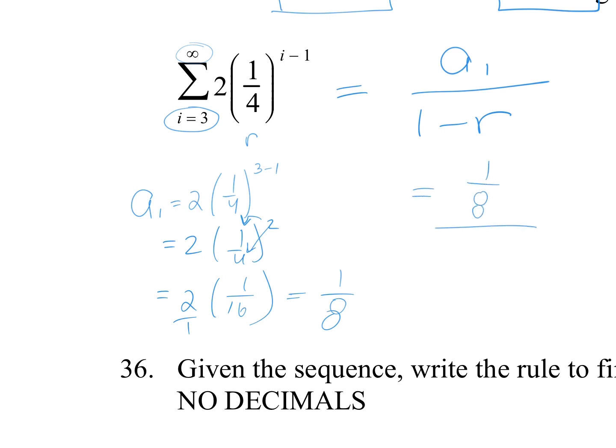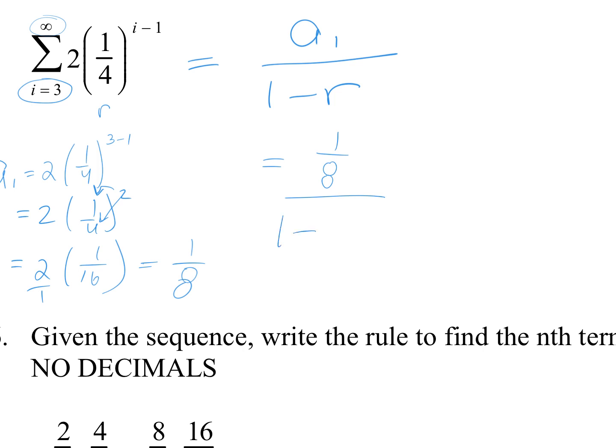Now, on the bottom, you have 1 minus r. Well, your r value is 1 over 4. Can I rewrite 1 as fourths? What is 1 whole in terms of fourths? So this is 4 over 4, right? So you have 1 over 8 divided by 3 over 4.